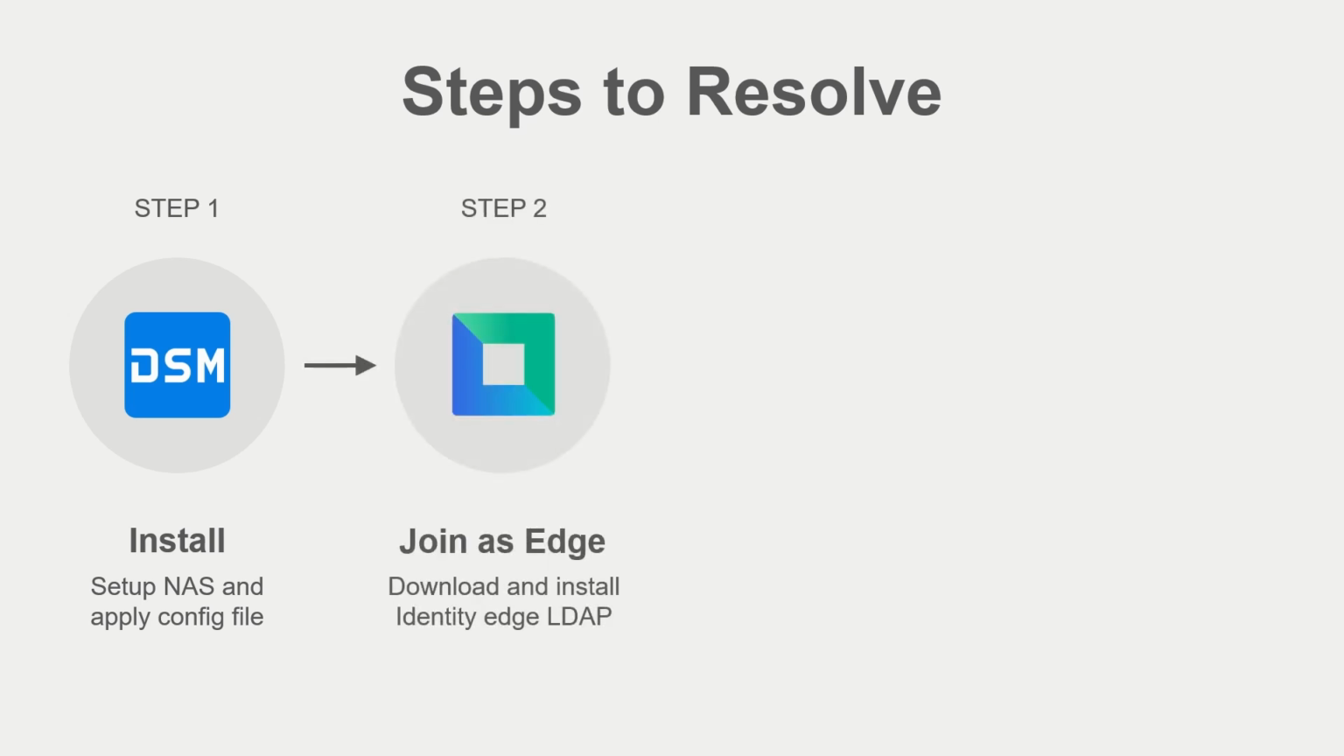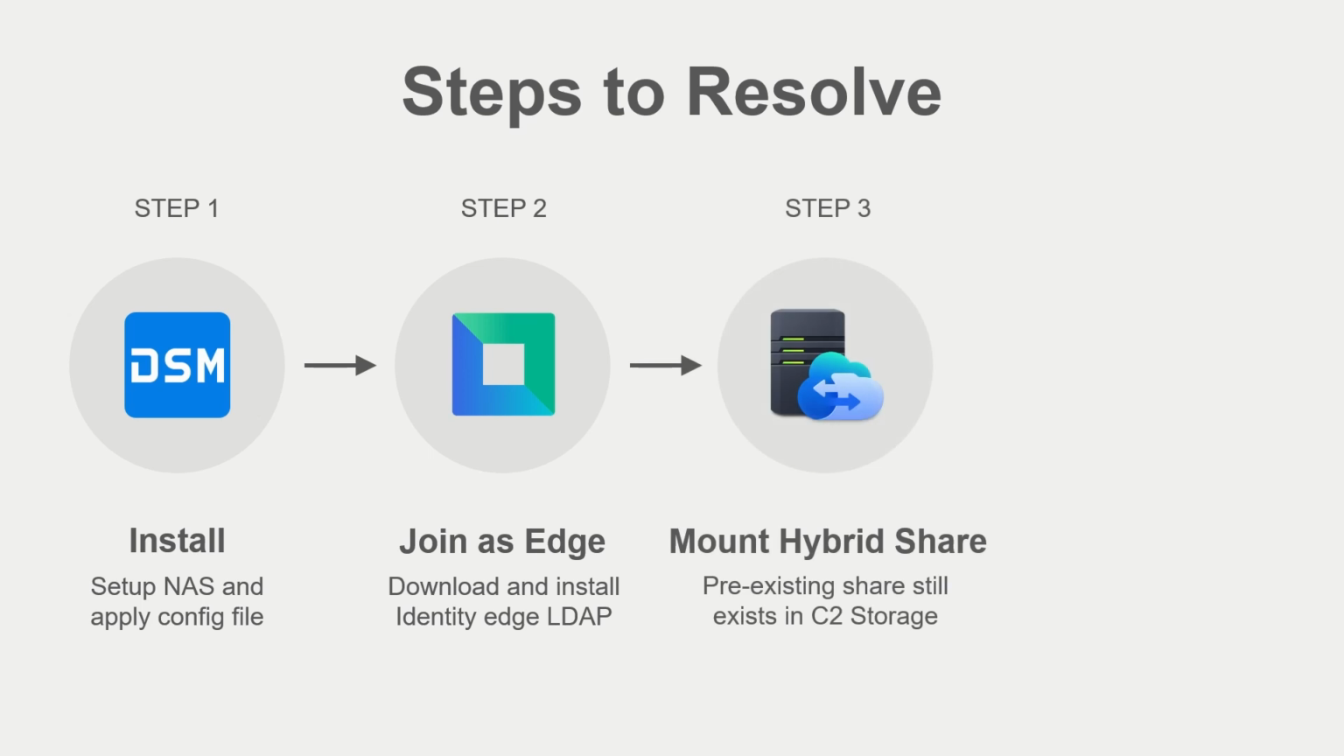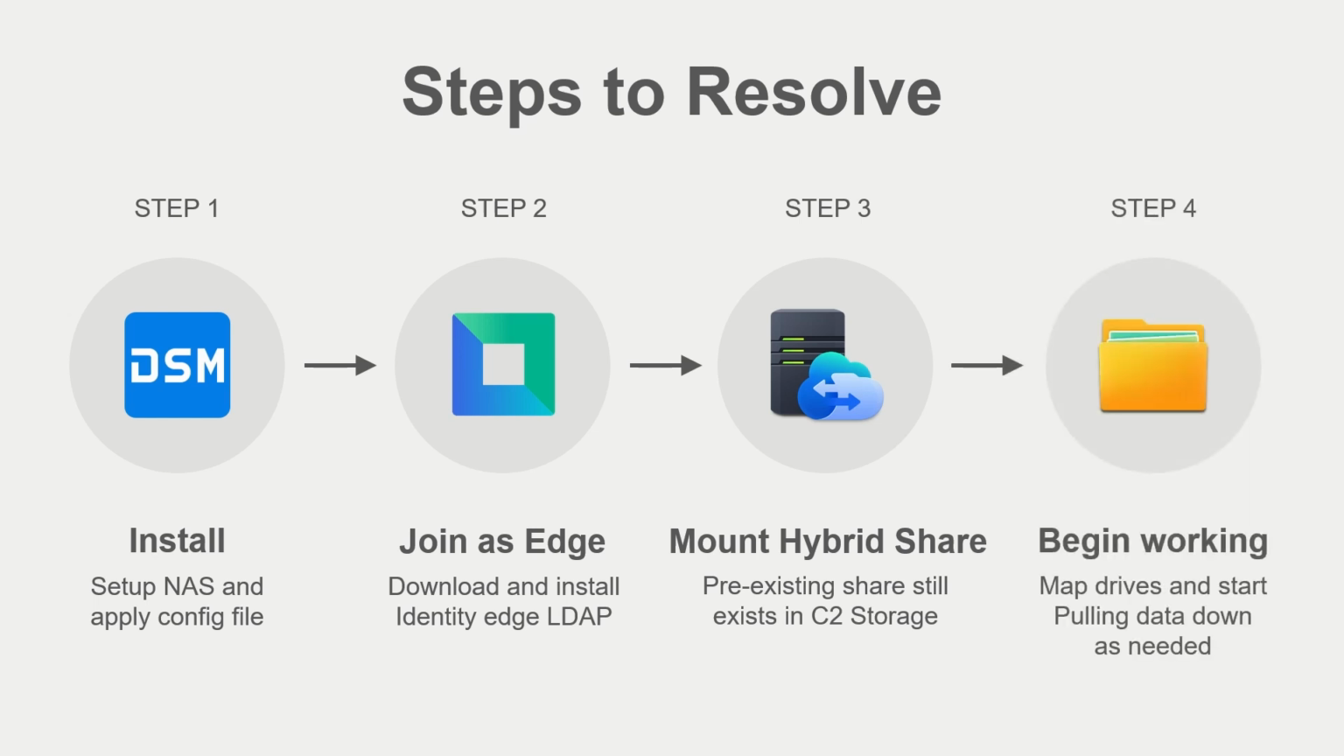Next, you're going to want to join this NAS to your identity domain by downloading and installing from Package Center the C2 Identity Edge LDAP server. So you have all of your credentials and users now locally on this NAS. Next, you're going to mount your Hybrid Share folder that still exists inside of C2 storage. All of your data is still there, so you can just easily mount that C2 storage environment, that Hybrid Share folder, and gain access to that data. And last on this list is just making sure you map all your drives to the new Synology NAS, and making sure that your Synology Drive clients are pointing at the new device.